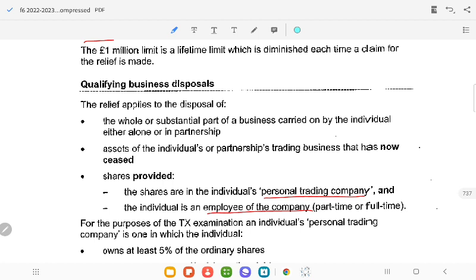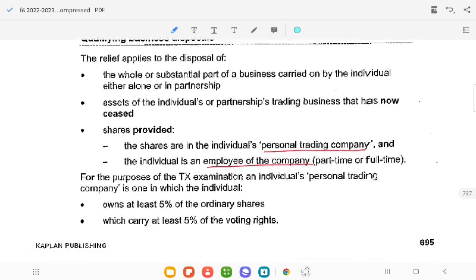A normal sale of any asset is not considered qualified for business asset disposal relief. The intention must be to close down the business. Secondly, about shares: if shares are sold, they can be classified as a qualifying business asset if they are in the individual's personal trading company, and in this company the individual is also working as an employee, either part-time or full-time. And what is meant by personal trading company?